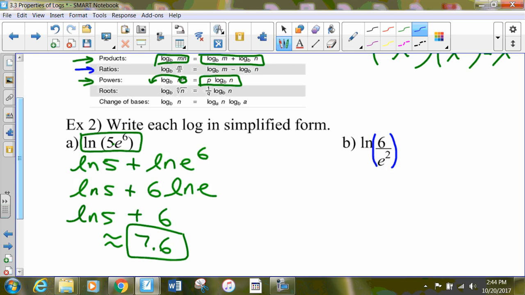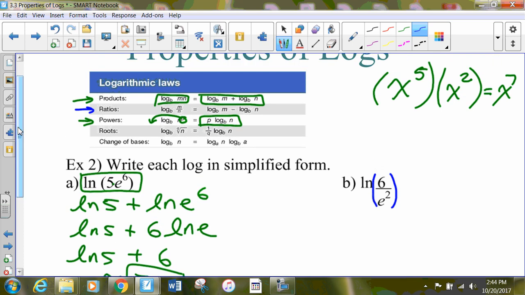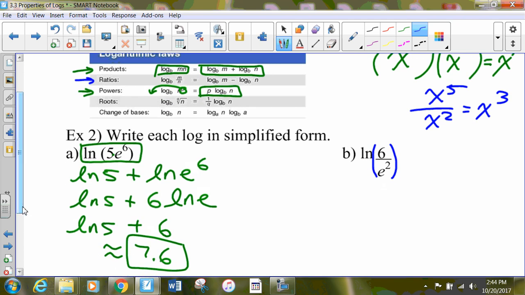But basically, we remember with exponents, if we had x to the 5th divided by x squared, we know our answer would be x cubed because 5 minus 2 is 3. So we know with exponents, division and subtraction goes together. So it would make sense that with logs, division and subtraction is going to go together as well. So when we see the division, we can rewrite this in a different way. This is the same thing as saying natural log of 6 minus natural log of e squared. And yes, we're very aware that natural log of e squared is just 2. But once again, just humor me.